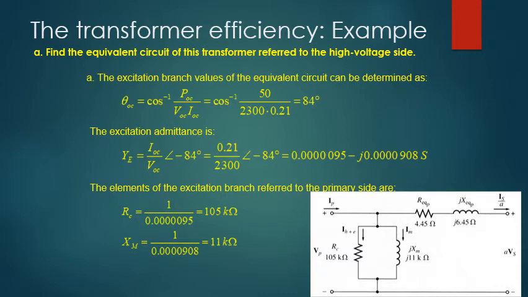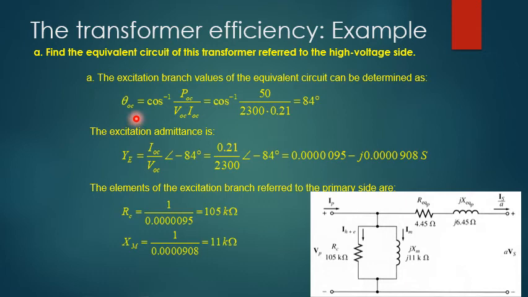Part A required us to find the equivalent circuit of this transformer referred to the high voltage side. If we look at this figure, it gives us the equivalent circuit. Ignore the values for the time being because these would be calculated in the subsequent slides. The equivalent circuit comprises R equivalent, jX equivalent, and then the excitation branch that contains the hysteresis and eddy current losses, and the magnetization current flowing through jXM. So what we need to do is to calculate the excitation branch values of the equivalent circuit.